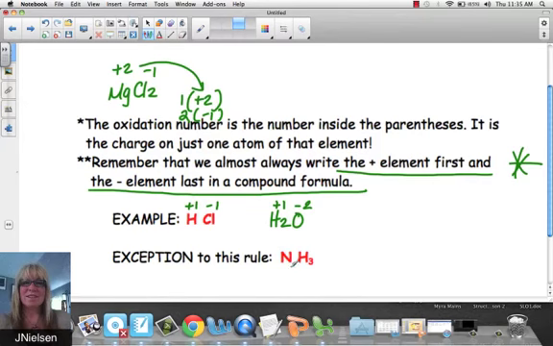The exception to this rule is ammonia. This is ammonia, NH3. It's like the stuff that you use to clean your floors. The N is -3 and the H is +1.